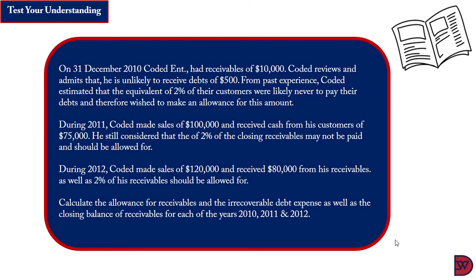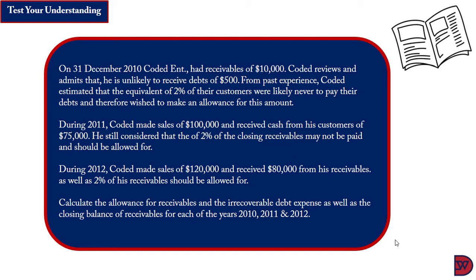Let's test our understanding. On 31st December 2010, Coded Enterprise had receivables of $10,000. Coded reviews and admits that he is unlikely to receive debt totaling $500. Now, from past experience, Coded estimated that the equivalent of 2% of their customers were likely never to pay their debt and therefore wish to make an allowance for this amount.